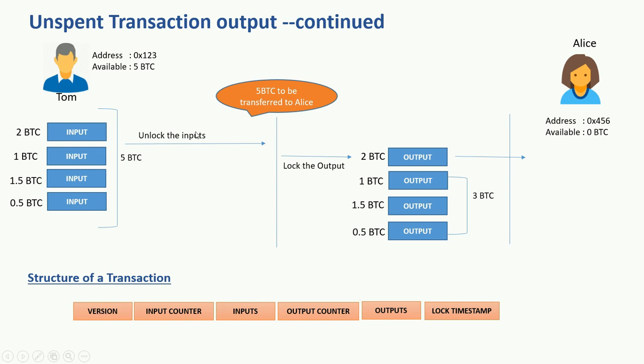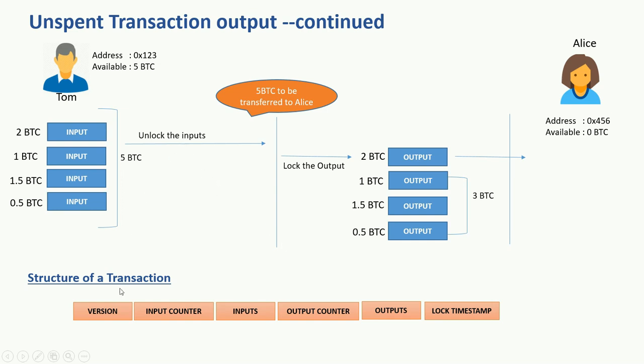So this is nothing but the unspent transaction output model. This is how it works. Always you unlock the inputs and then lock the output, whatever amount we are trying to spend, and then it goes to Alice. In this case it goes to Alice.